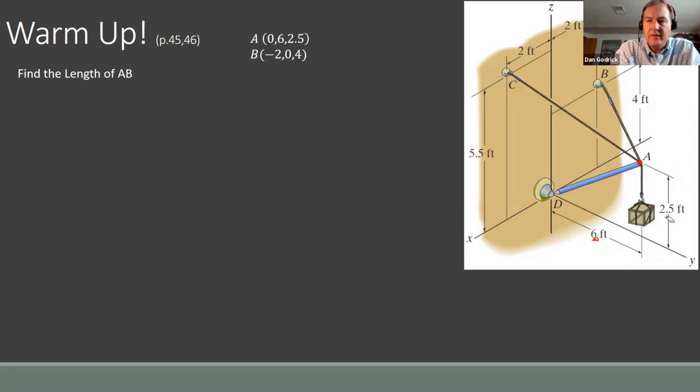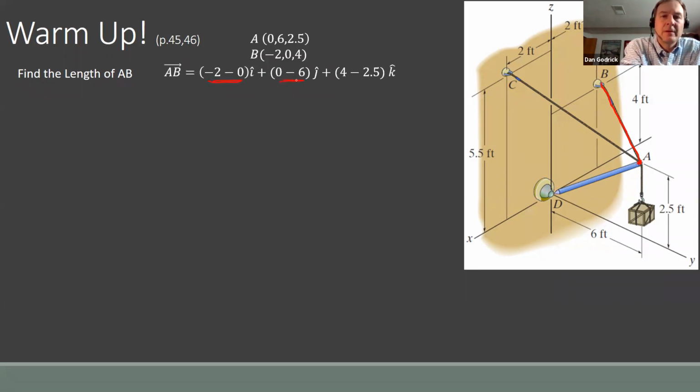So what's the length of AB? Well, we have to find that vector AB first, and then the length is defined as the square root of the sum of the squares. So AB is just B minus A. For each term, take the term of B and subtract off the term from A. So x is -2 minus 0 in the i, y is 0 minus 6 in the j, and z is 4 minus 2.5 in the k. So the vector AB is -2i minus 6j plus 1.5k.